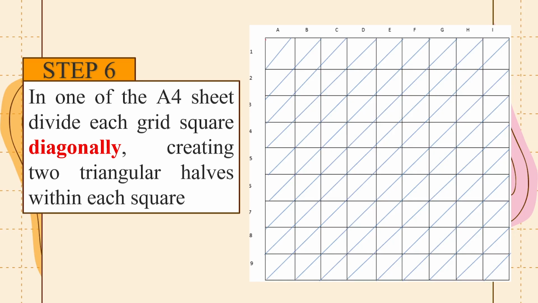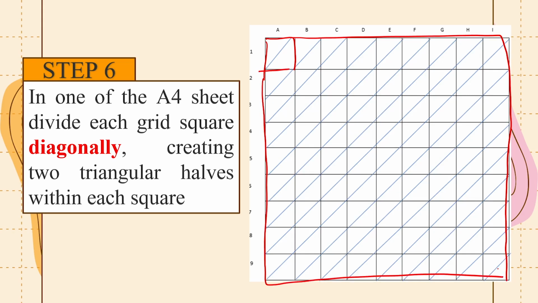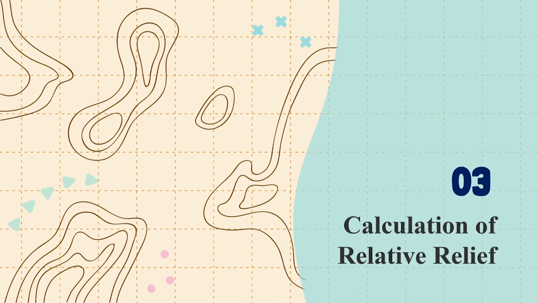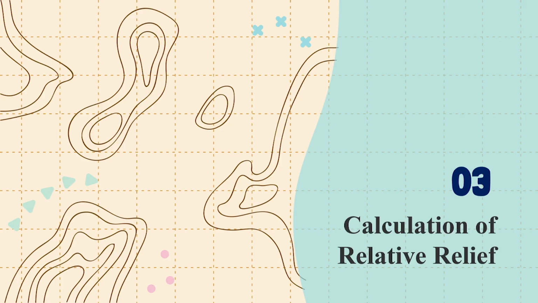Now, moving on to step 6. Carefully take one of the A4 sheets. As already mentioned, you would have all the grids and the quadrant on it. What we do now is again divide each and every block diagonally, so that the square is cut into 2 different triangles. Why are we doing this? We will see in the next slides. Once the grids are diagonally cut, we move on to the step of calculating the relative relief.